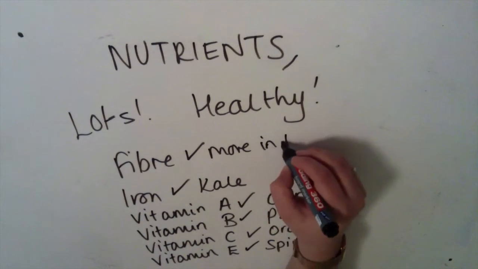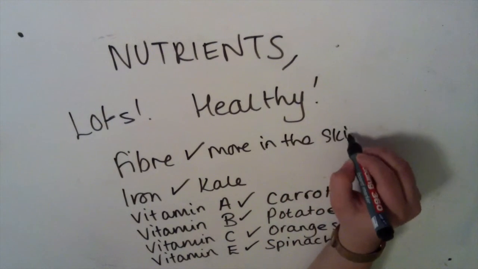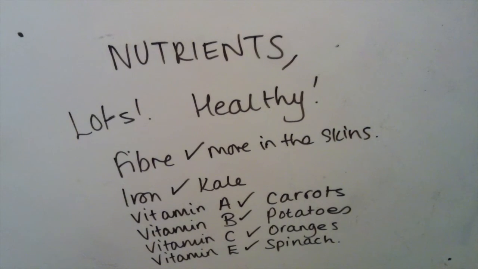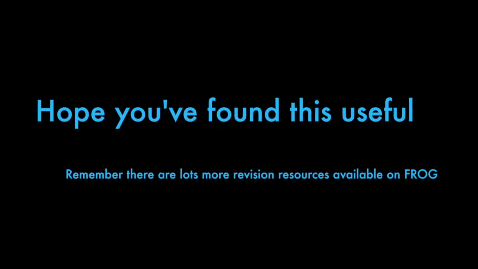And then I forgot to add that there is more fibre in the skins of fruit and vegetables than there is in the flesh. So if you can keep the skins on some potatoes, it's going to be really healthy.